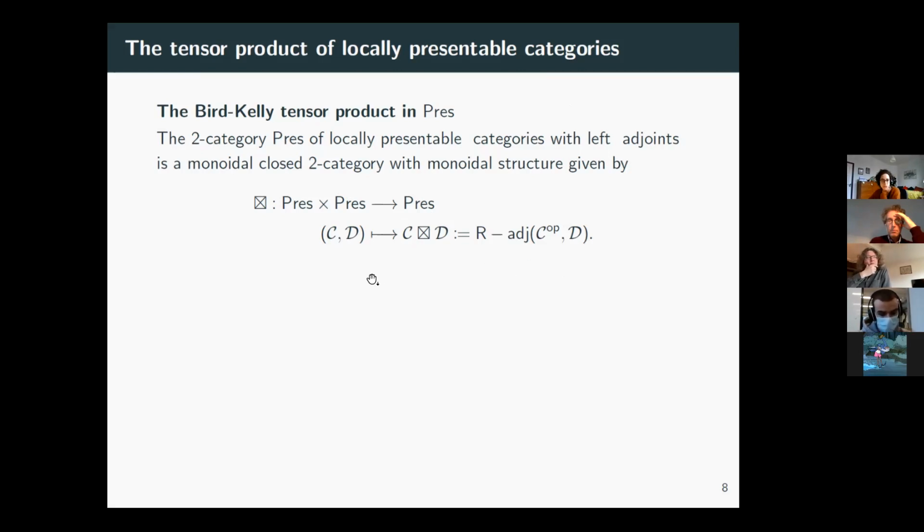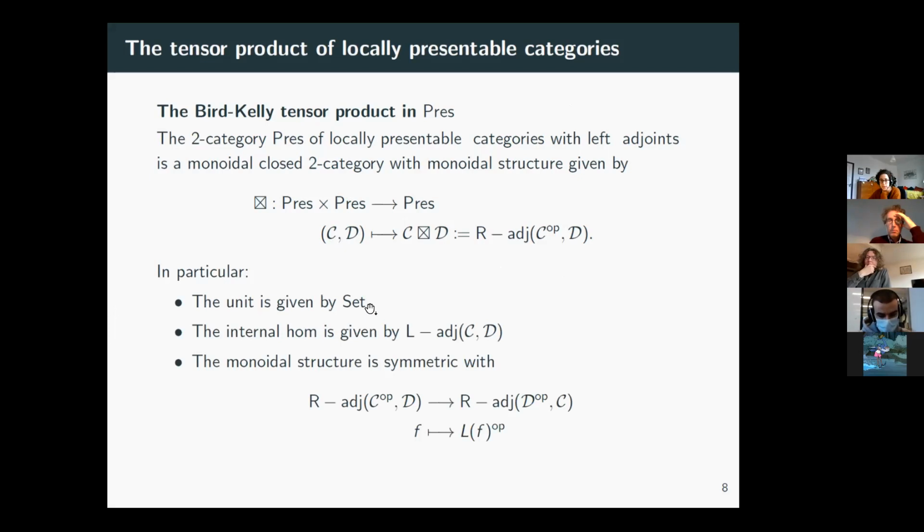This monoidal structure has as unit the category Set of sets. The internal hom is given by the left adjoint functors, so it actually coincides with the external hom. And the monoidal structure is actually symmetric. So if you have a right adjoint from C^op to D, you can just take its corresponding left adjoint and the op of it, and this will also be a right adjoint from D^op to C. So this is actually an isomorphism.